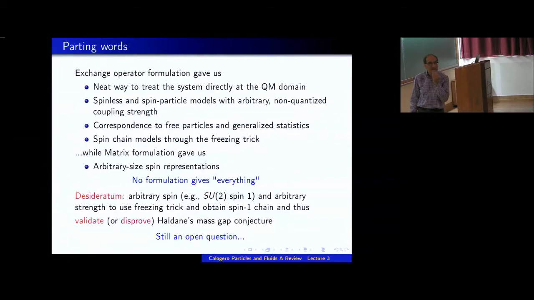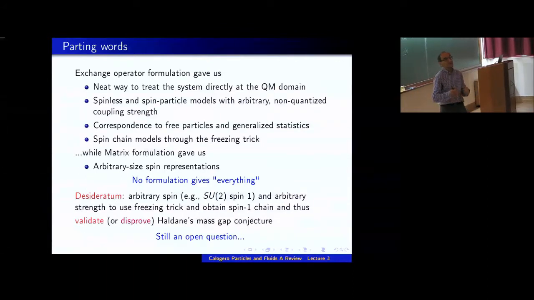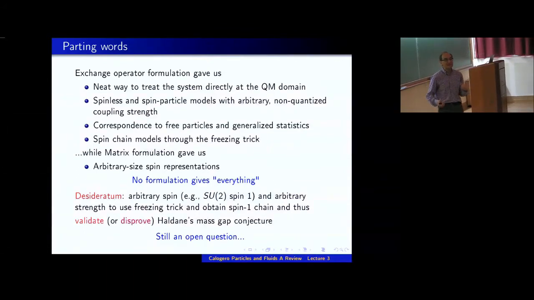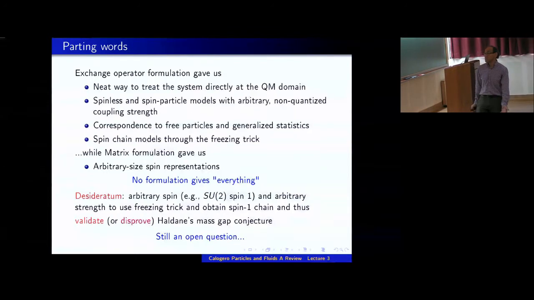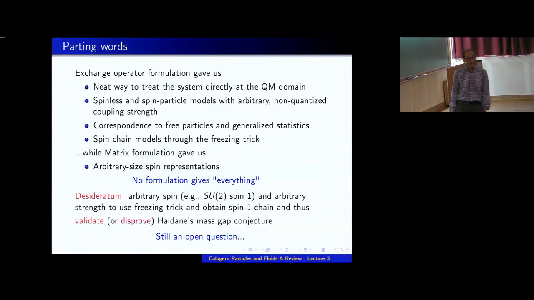There is this famous Haldane conjecture that if you have antiferromagnetic interactions for integer spins, spin 1, etc., then the spin chain in the large number of spin limit develops a mass gap. That would be a way to validate or disprove that conjecture. I don't say prove, because it would be an explicit validation in yet one more case. This is still an open question.